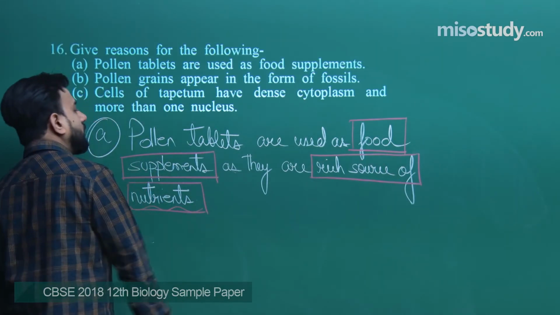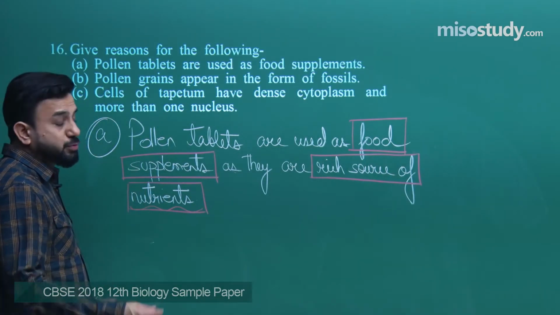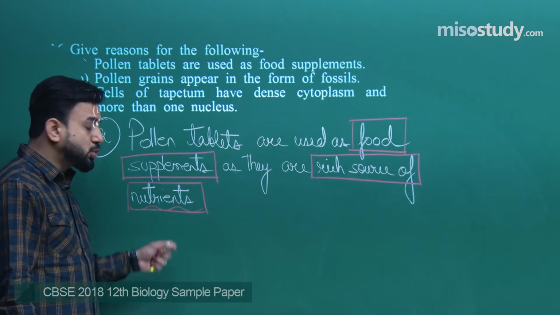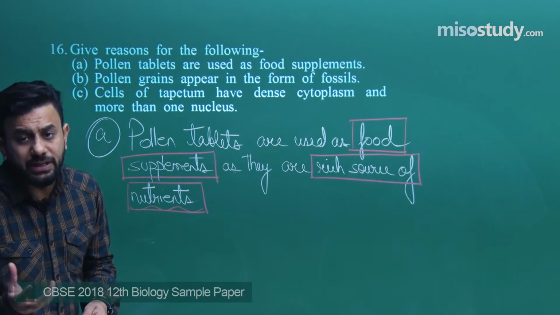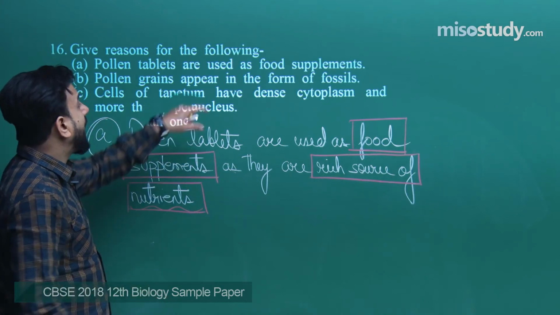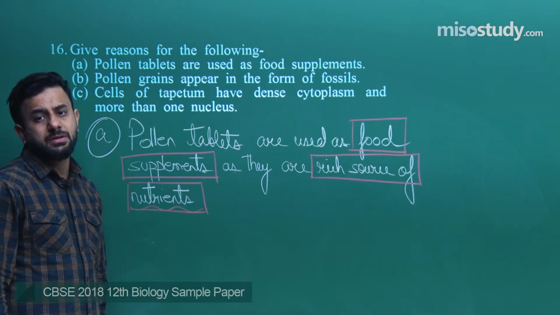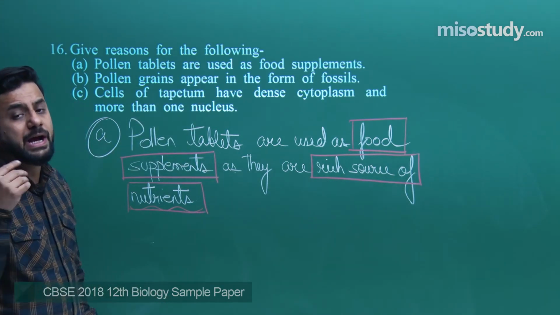Why are pollen tablets used as food supplements? Because they are a rich source of nutrients, they have nutrients stored in them, and that is why they are used as food supplements. Supplements are something which are given additionally.